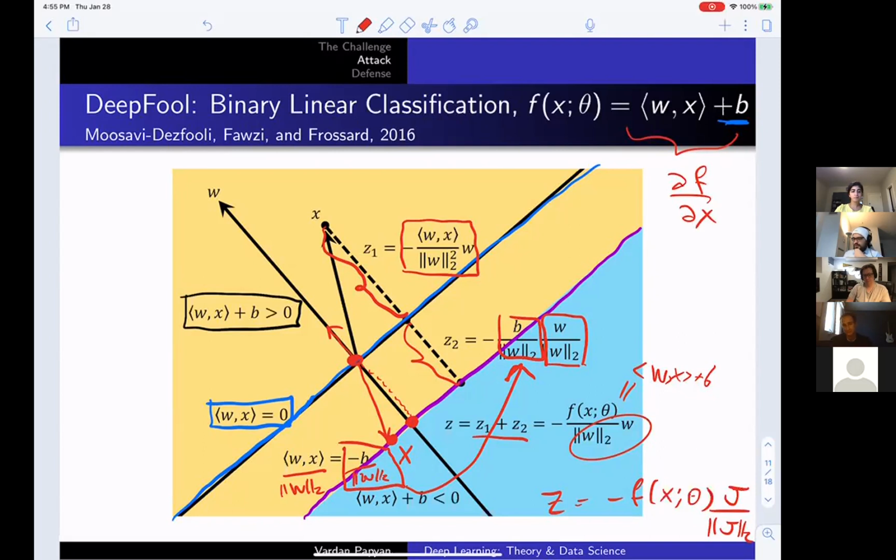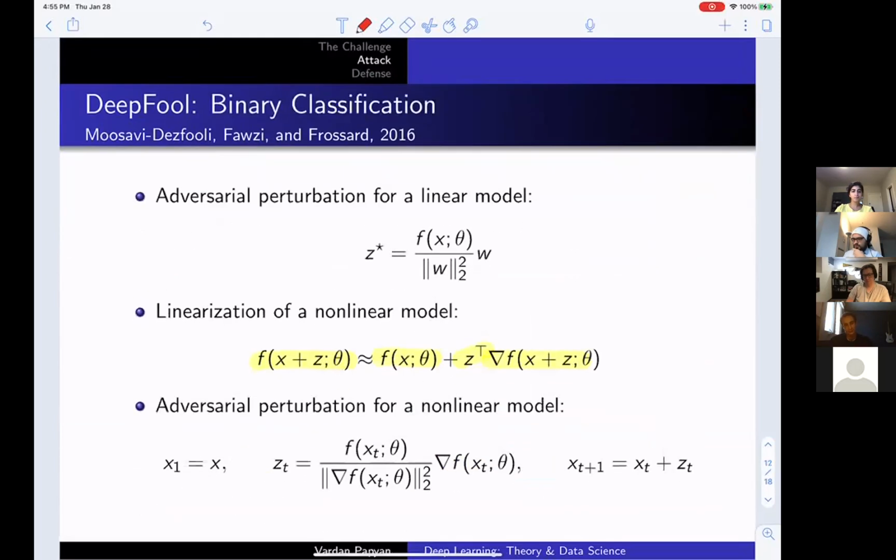And that's literally what's written in the next slide. So the optimal perturbation norm should be squared. Thank you. Yes, that is correct. So here's what's written. You do f of x theta, and then you multiply by the Jacobian and divide by the norm squared, as Amir Reza says.